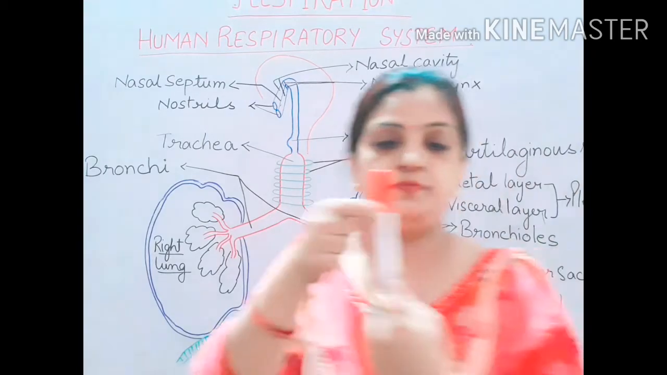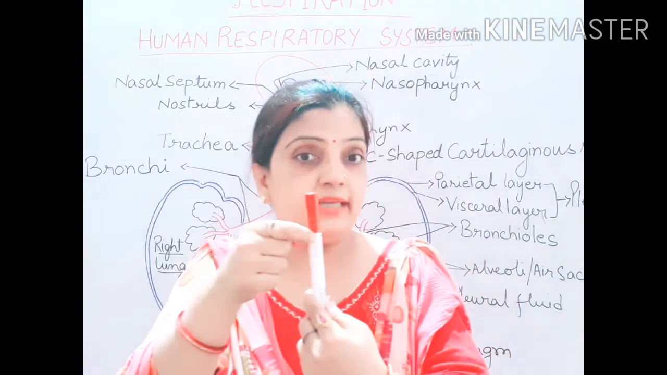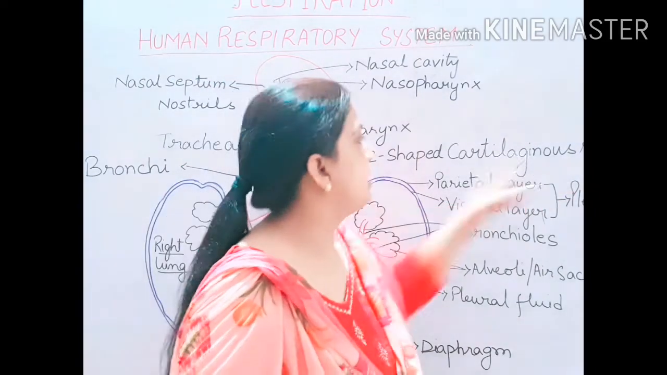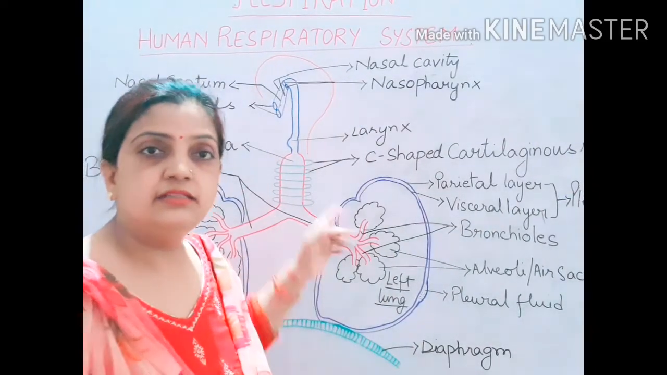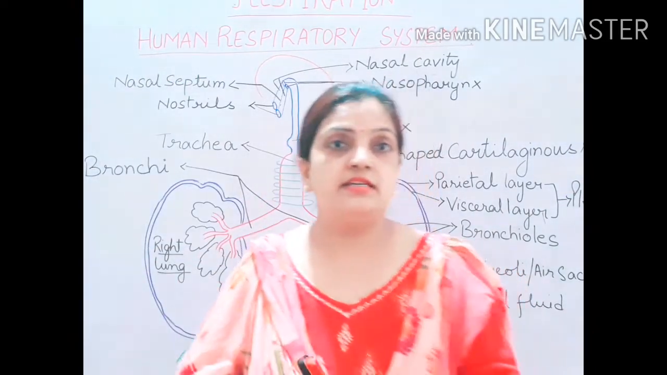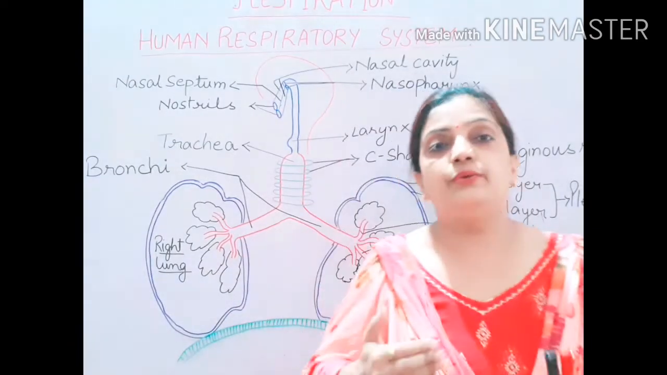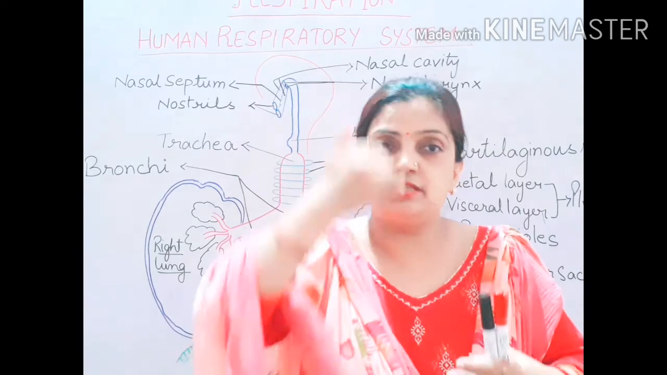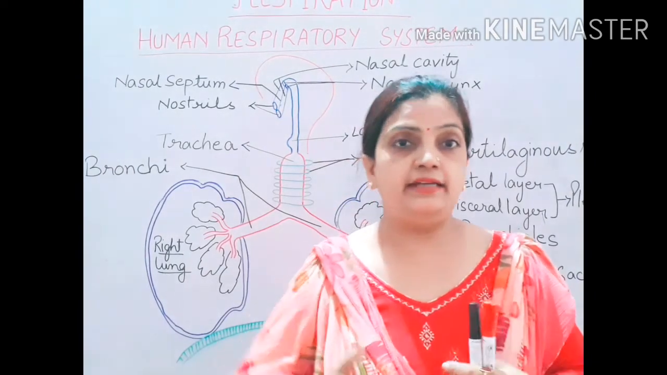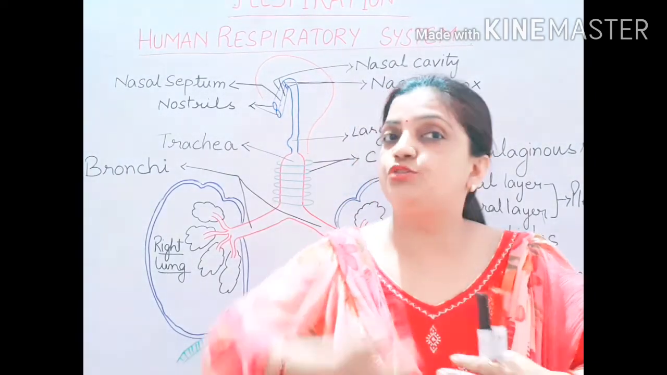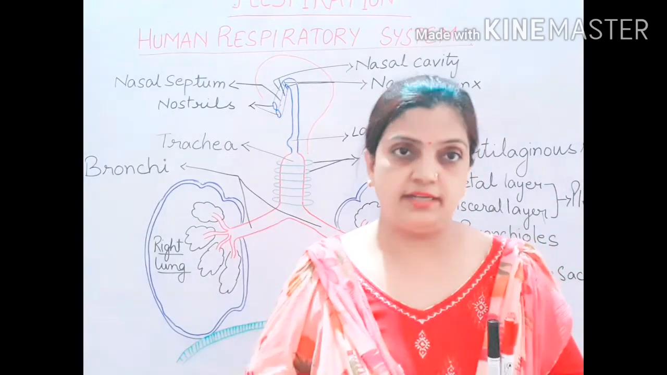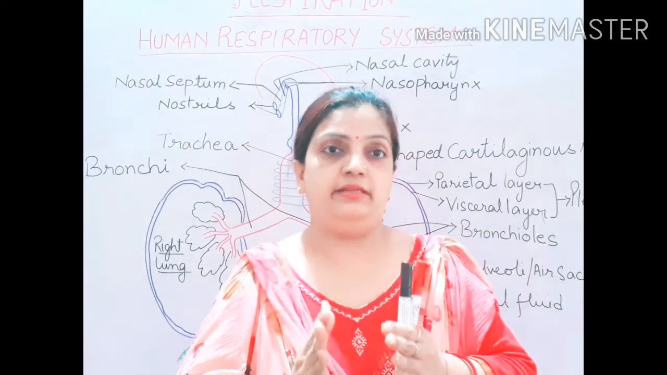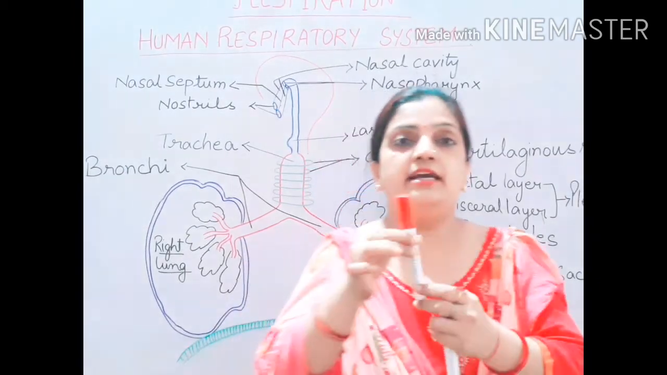Why? What is the purpose of these C-shaped cartilage rings present on the trachea? The purpose is that during inhalation, when you are taking oxygen inside, and during exhalation, when you are throwing carbon dioxide outside, in between that time period, this trachea is vacant.